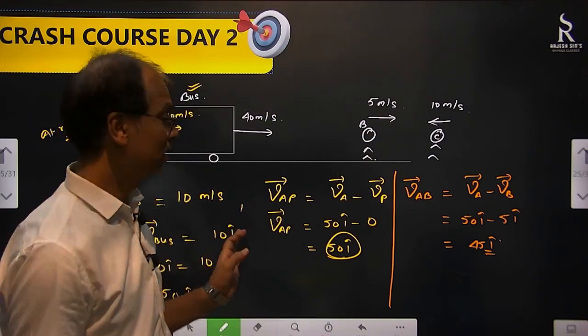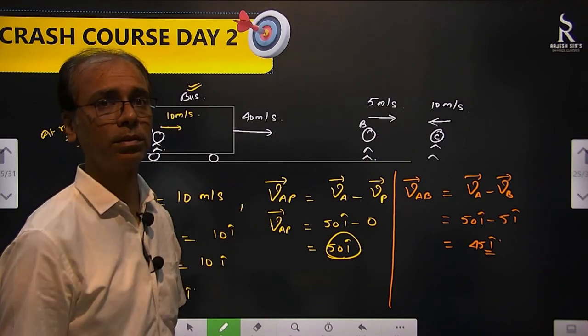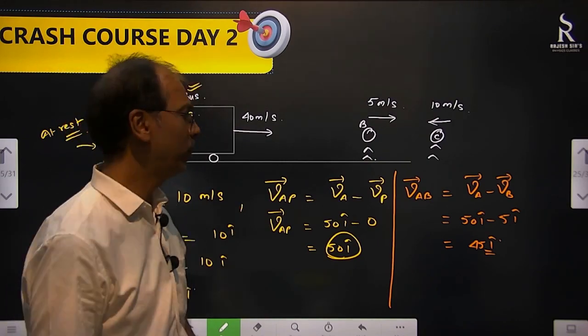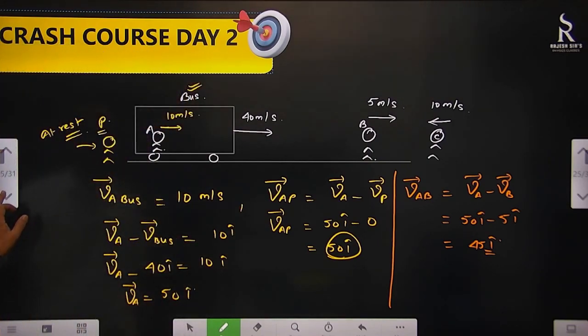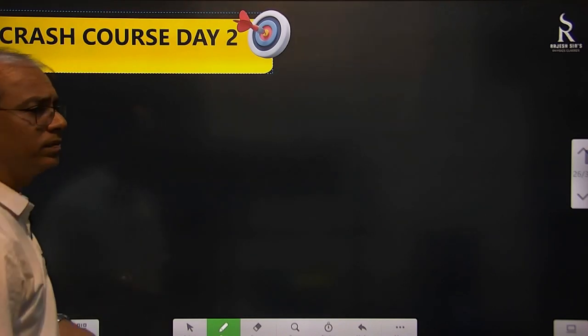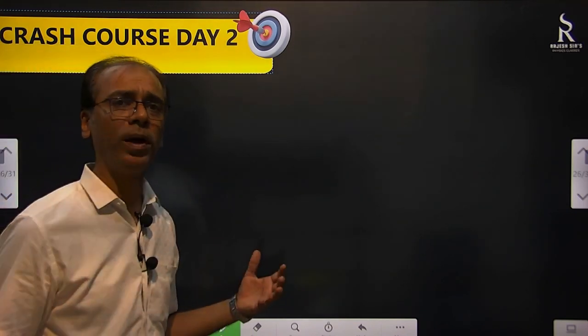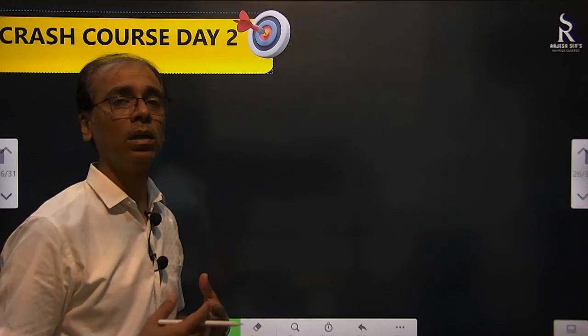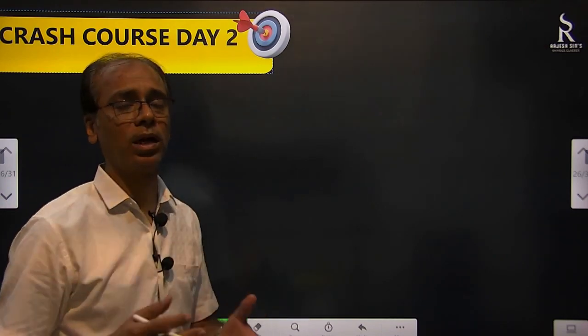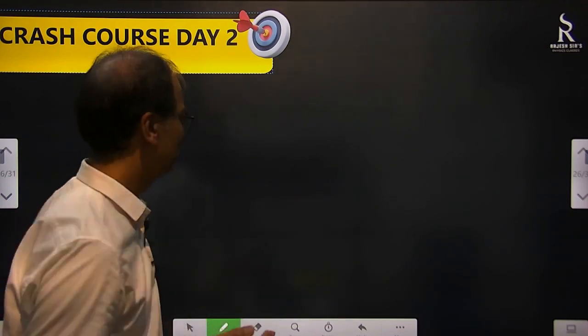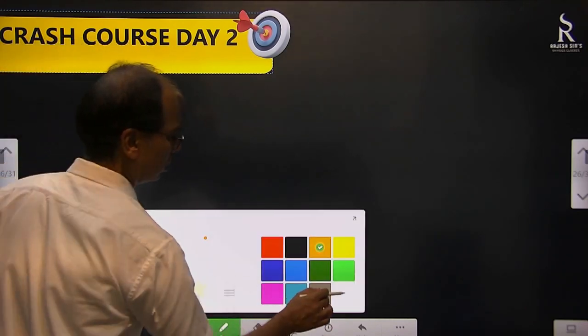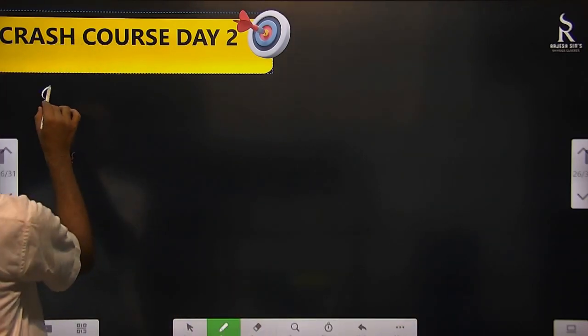Can they ask a question like this? Yes, they can ask. More applications are also there. What applications can we have? Suppose they ask you that there are two particles, let's say car A is there behind and car B is there. Let's make the question itself. Let's solve it and then it will be more clear to you.